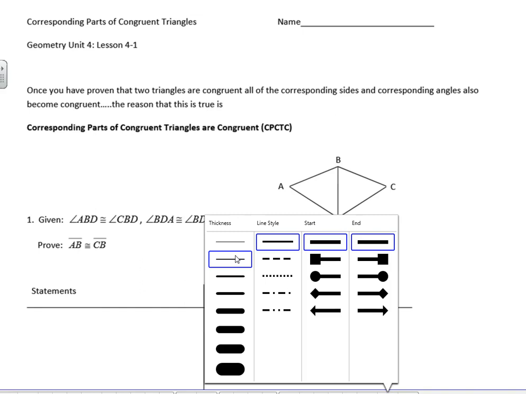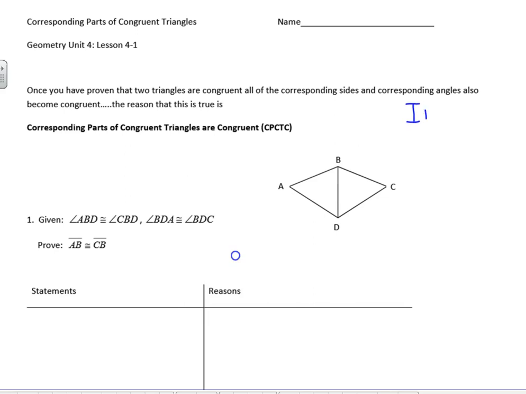So let's read this first sentence here. It says, once you have proven that two triangles are congruent, all the corresponding sides and all the corresponding angles also become congruent. And here's the reason why that's true. So let's just kind of walk through a little bit of what we've talked about. If two triangles are congruent, then all of their corresponding parts are congruent.